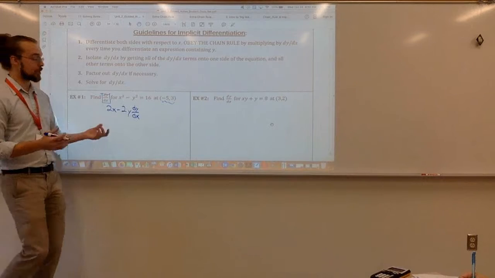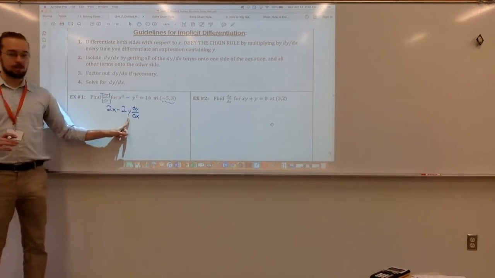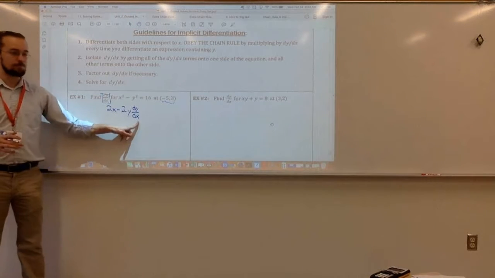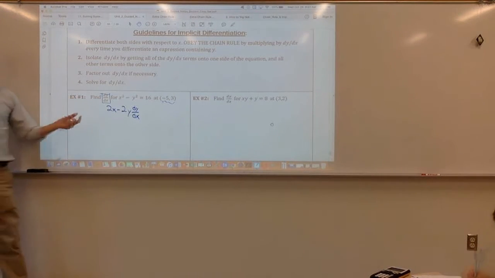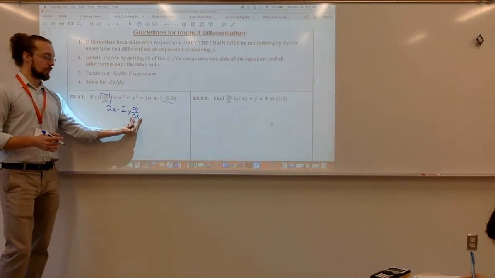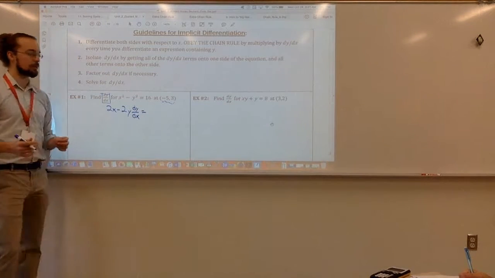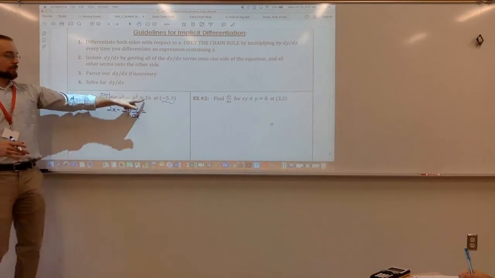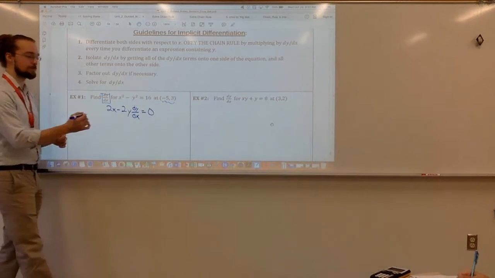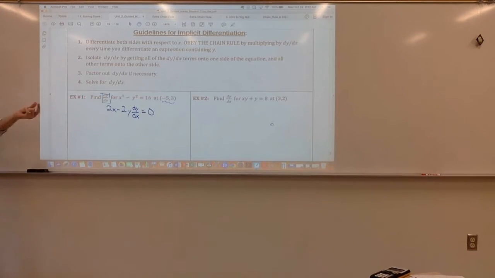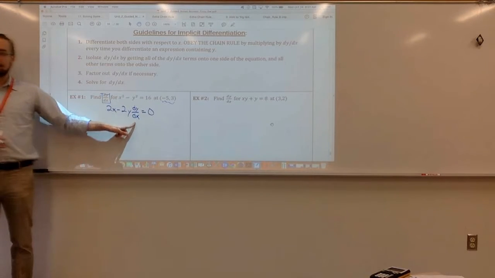Right? It's chain rule. 2y, then times the derivative of the inside. So the derivative of y is dy dx. We could write it as y prime or dy dx, but we're going to use dy dx. That'll make our notation easier at a later point. Then what's the derivative of 16? 0. Right?